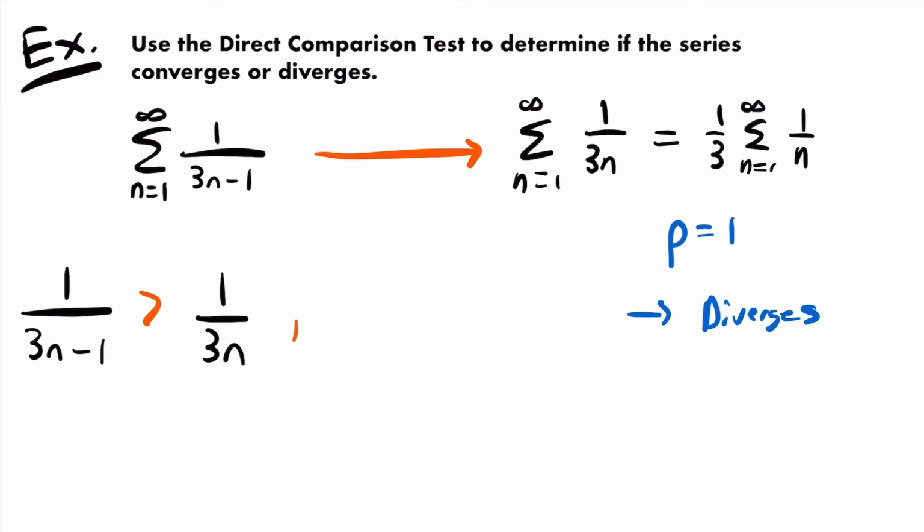And that is going to be true for all values of n greater than or equal to 1. And so now what we have shown is that the series that we are comparing to our original series is smaller than our original series.